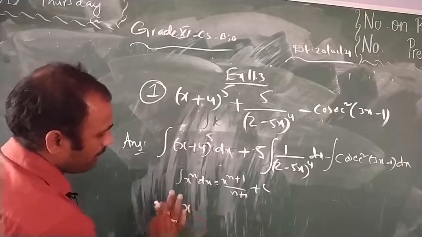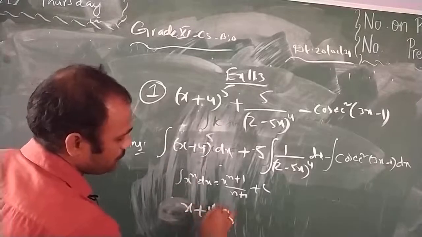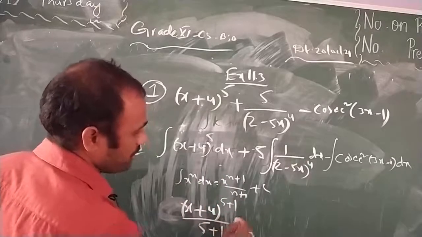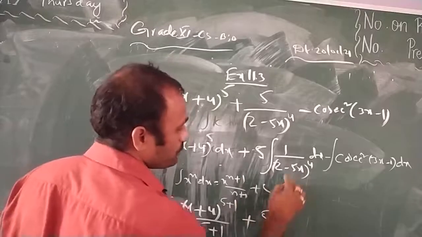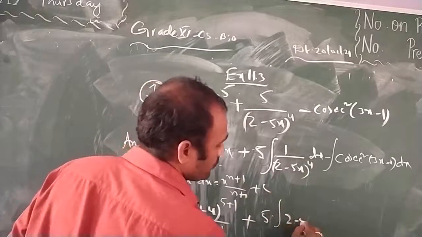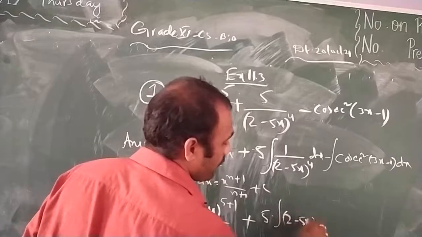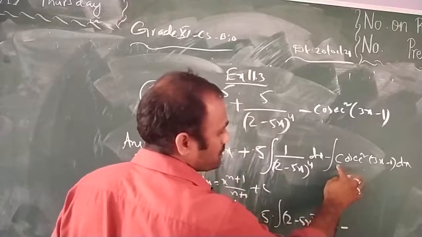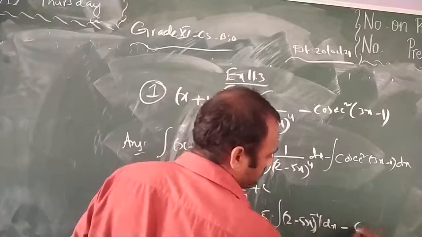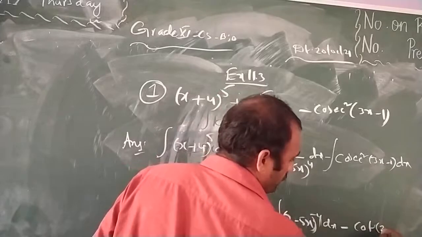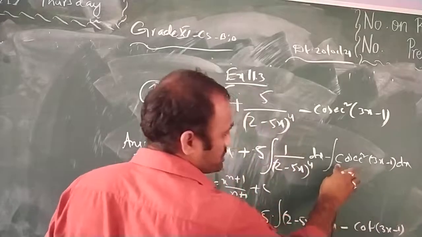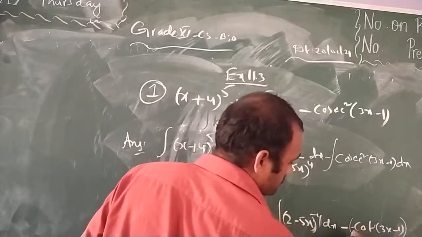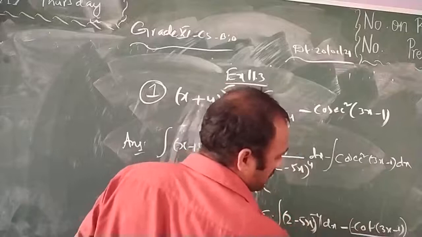Integral of, here it will be (x plus 4) whole to the power of n plus 1, that is 5 plus 1, by 5 plus 1, plus 5 into integral of (2 minus 5x) whole to the power of minus 4 dx, minus, so integral of cosecant square will be minus cot of (3x minus 1). Since the function has 3 here, you have to divide by 3.